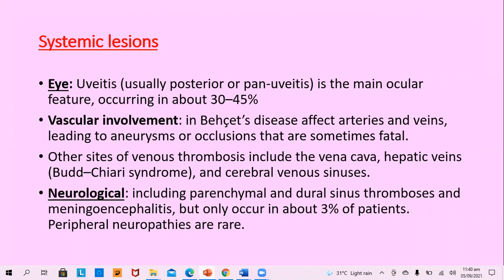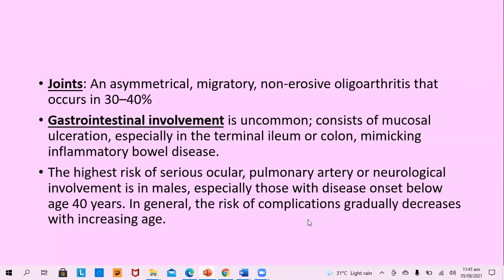Vascular involvement. In Behçet disease, affected arteries and veins lead to aneurysm or occlusion that may sometimes be fatal. Other sites of venous thrombosis include the vena cava, hepatic vein, Budd-Chiari syndrome, and cerebral venous sinuses. The neurological symptoms include parenchymal and dural sinus thrombosis and meningoencephalitis, but occur in 3% of the patients. Peripheral neuropathies are rare, and the neurological involvement and vascular involvement is not included in the diagnostic criteria.